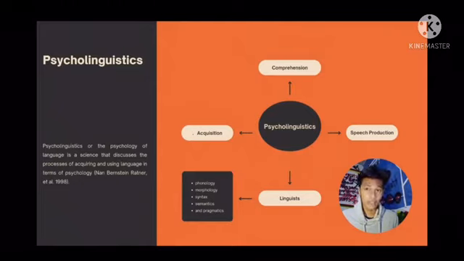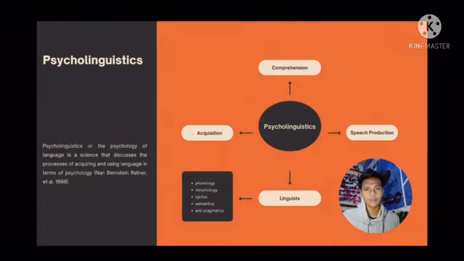And then psychology has three main things, three components that are important to language psychology. First is comprehension, second is production, and third is acquisition. So what is comprehension? Comprehension is how people understand spoken and written language.